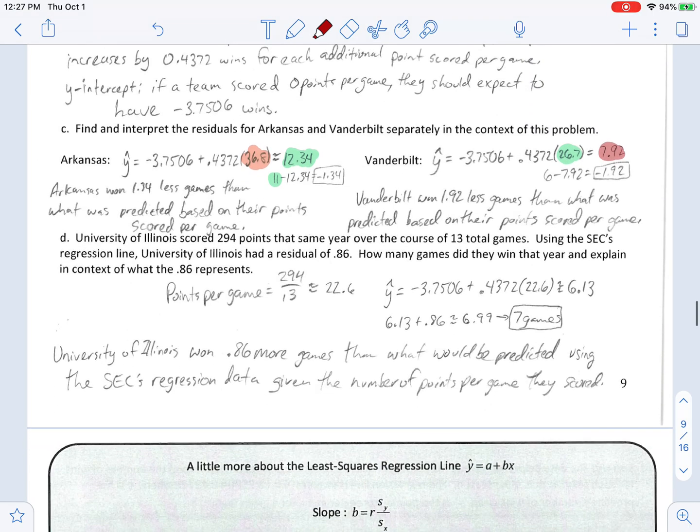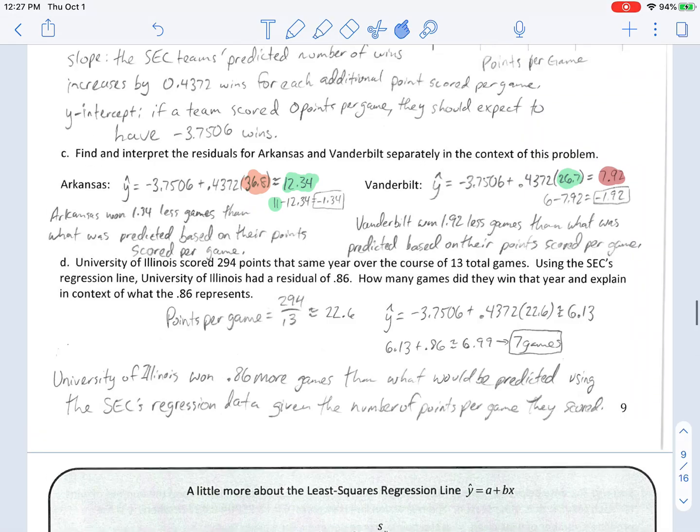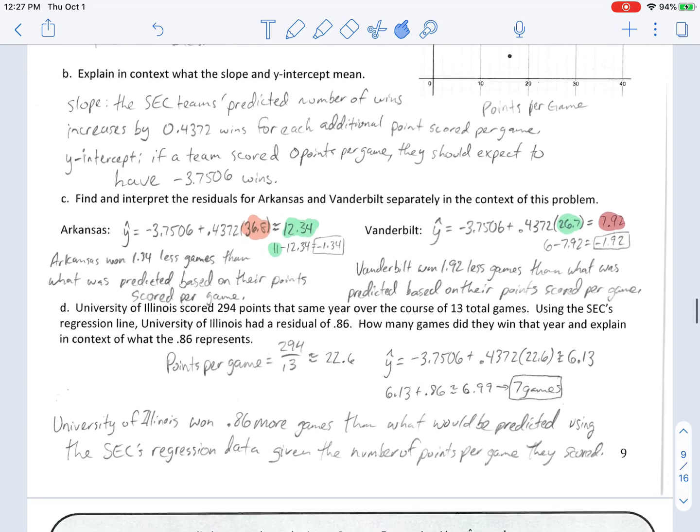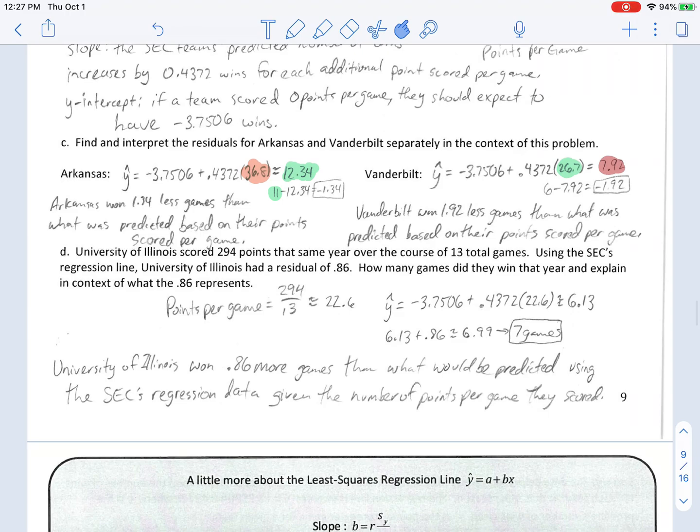Okay. Then kind of a curveball question here. This one's kind of tricky, or it makes you think a little bit. U of I scored 294 points that same year over the course of 13 total games. This data is actually real from, I don't know what year it was. What year did I say it was? Some year. I actually found the data for real.